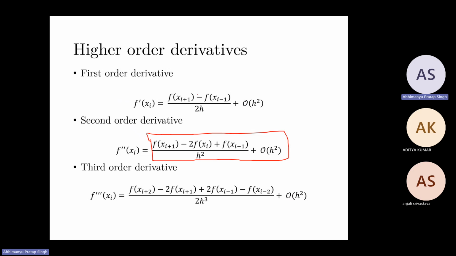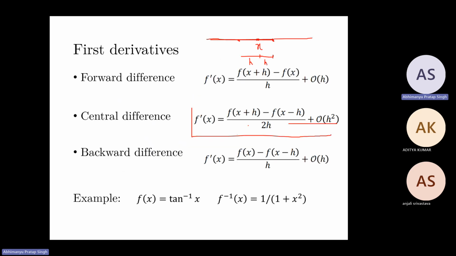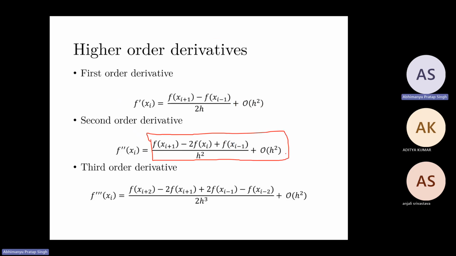You can get it using the central difference also, but I usually prefer the forward or backward difference. It's much simpler. If I'm using forward difference, I will use another backward difference for both of these, and I will get to the second order derivative. If I'm initiating with backward difference, then I will use forward difference for both of them, and I will again reach this second order derivative formula. The order of approximation is h square.